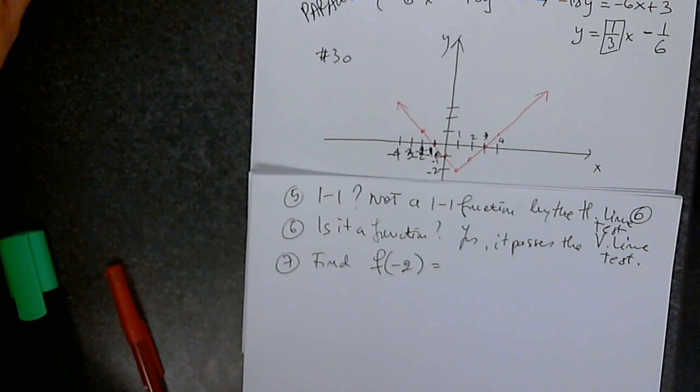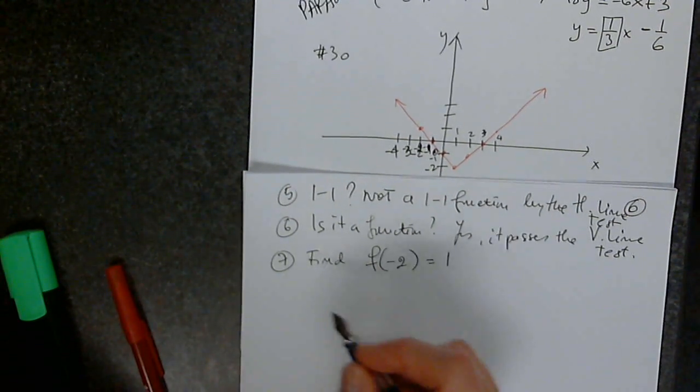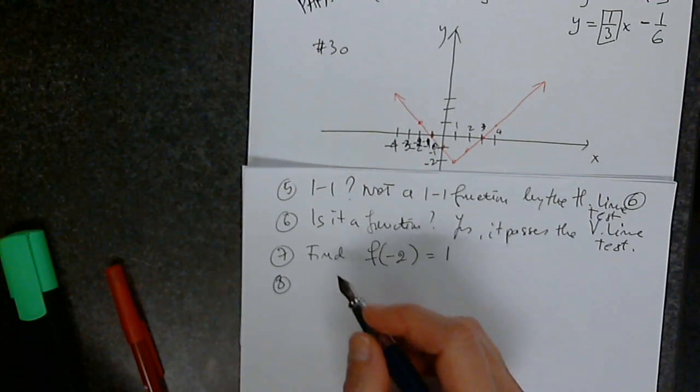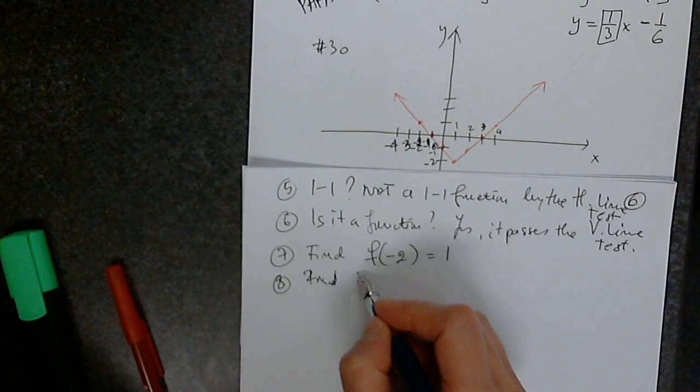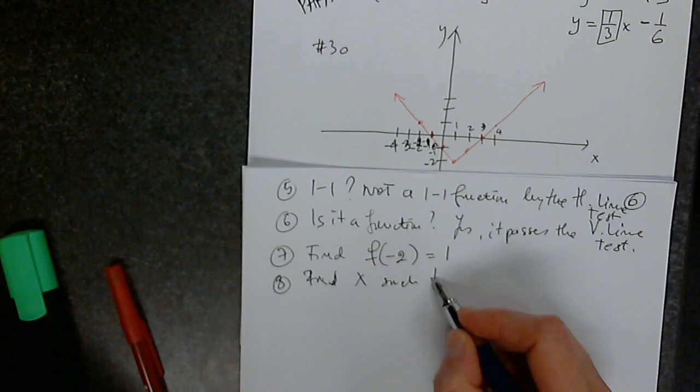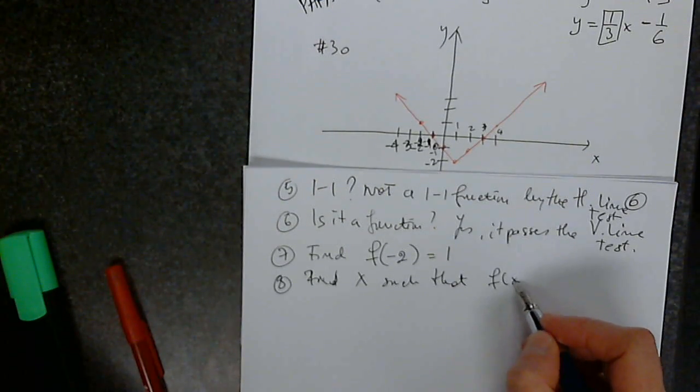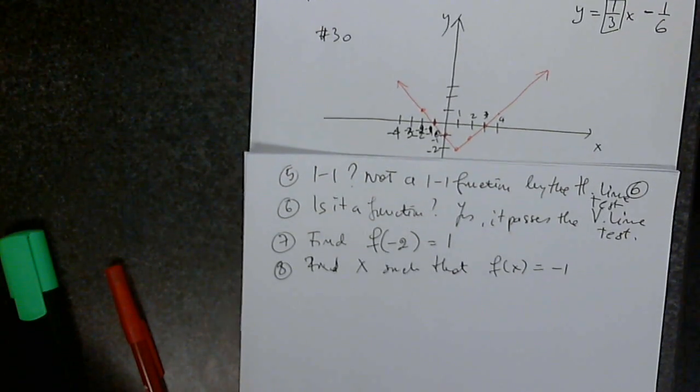F of -2. Oh, yeah. X is 1. Yes. So how much? 1. Very good. I feel like anything that does everything goes off. I would sit there and be like, what is F? Find x such that f of x equals -1.